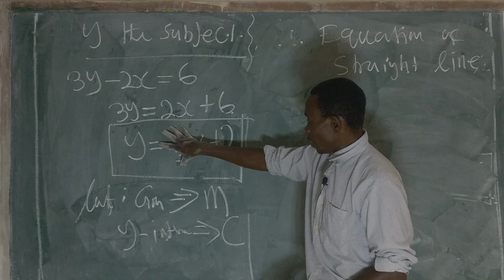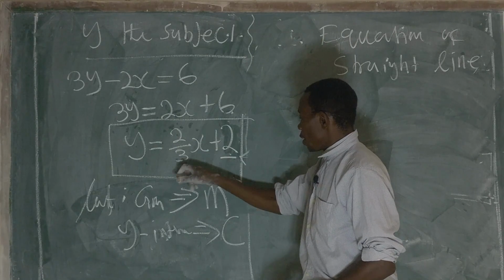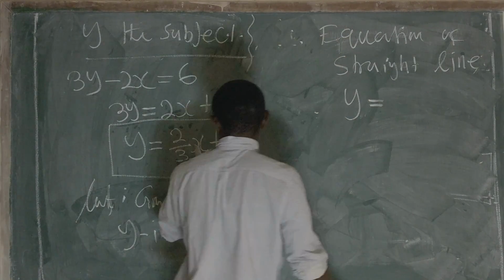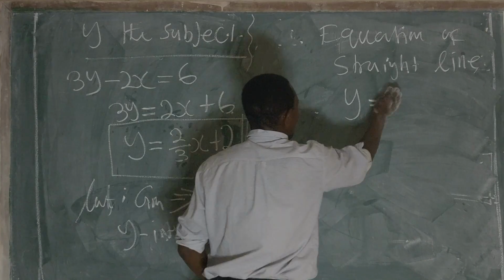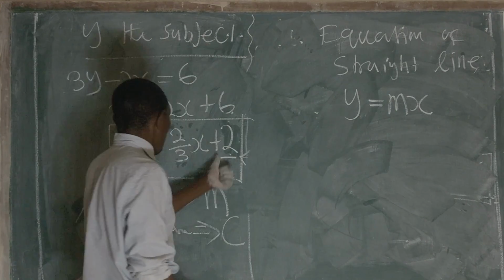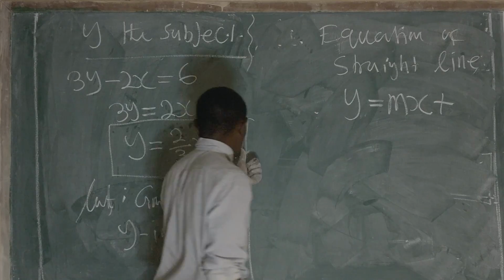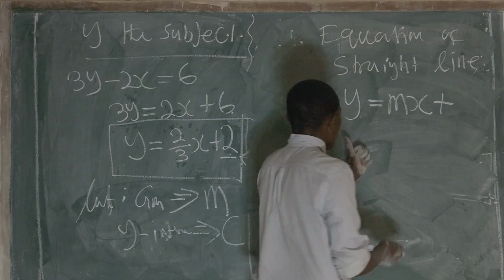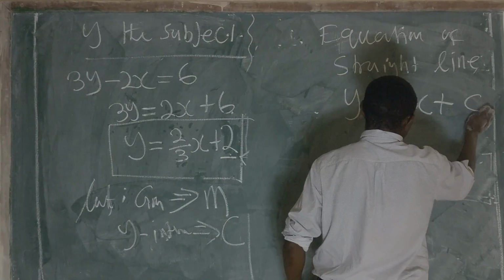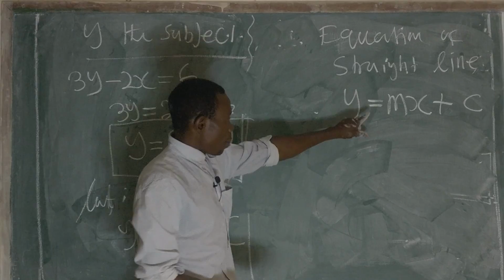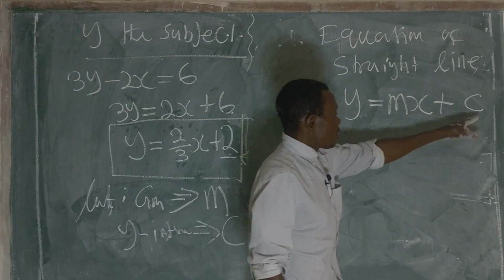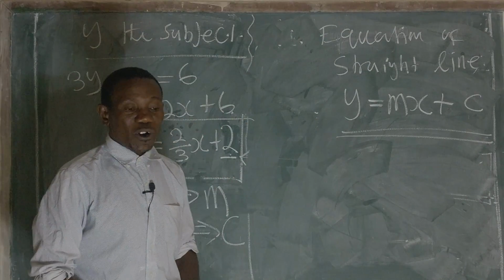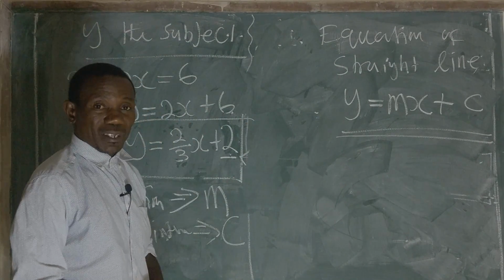This is my gradient. It means I've substituted this gradient 2/3 by m. So it means I'll have y is equal to, instead of writing 2/3, I'll write what? m, x. Then plus what? This is a 2. The 2 is represented by c. It means my equation will be y is equal to mx plus c. When I see m, to me m is the gradient, and c is the y-intercept. So this is the general form of the equation of the straight line.